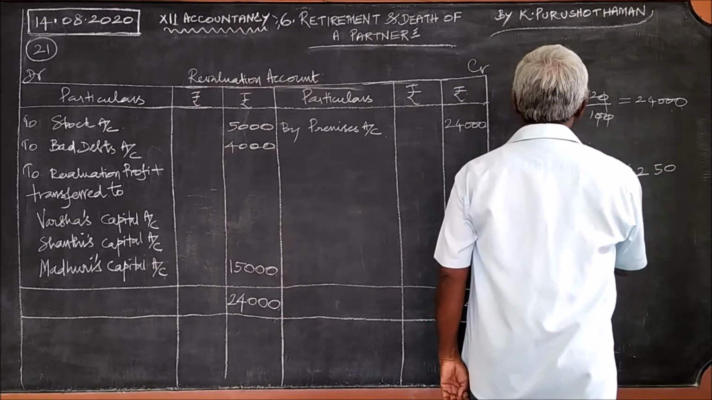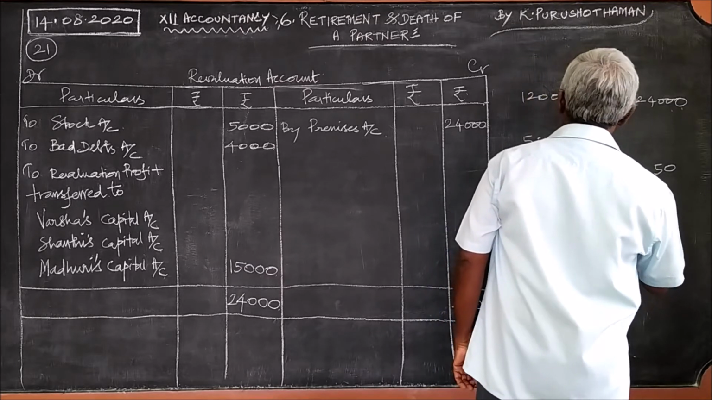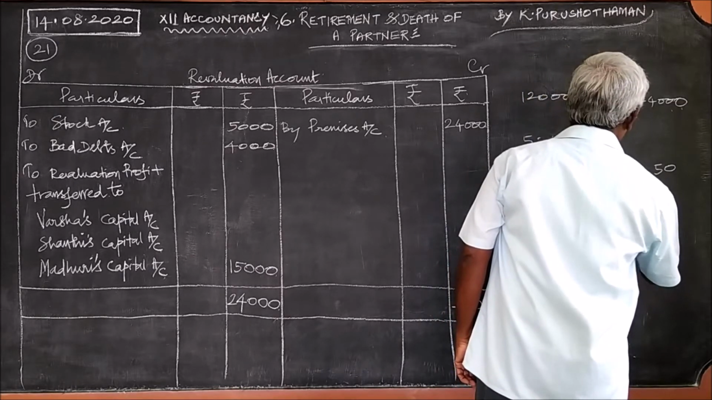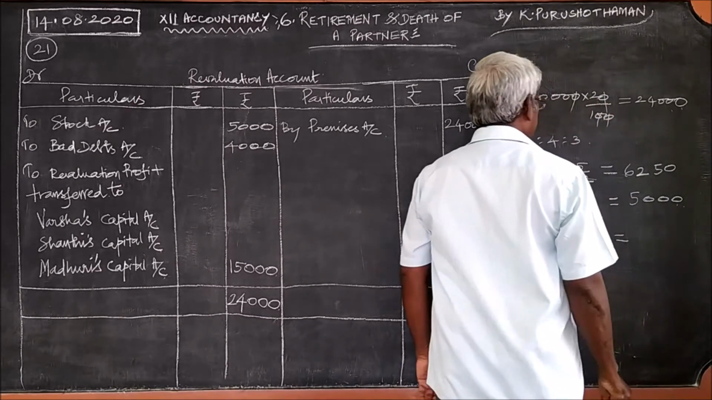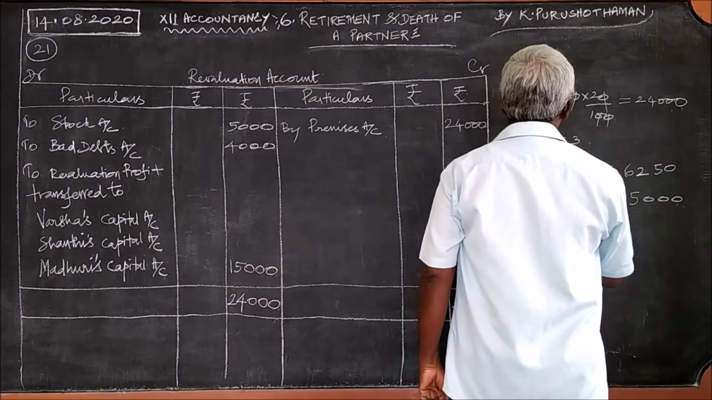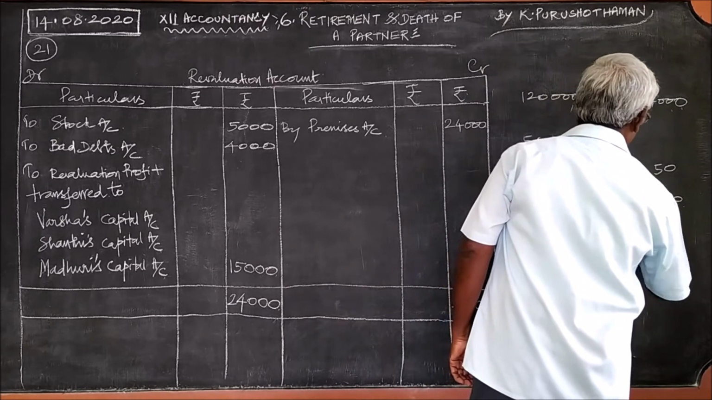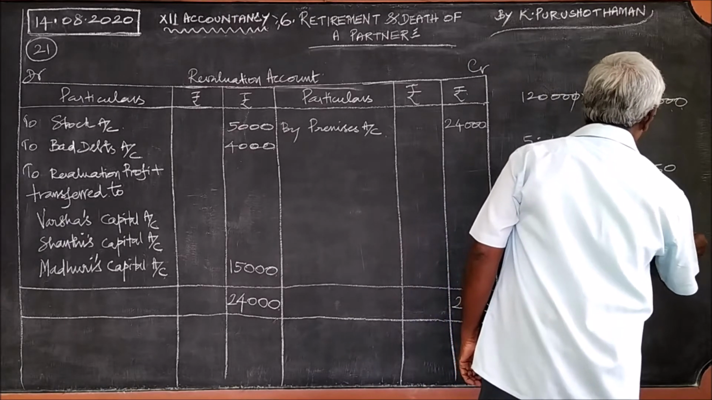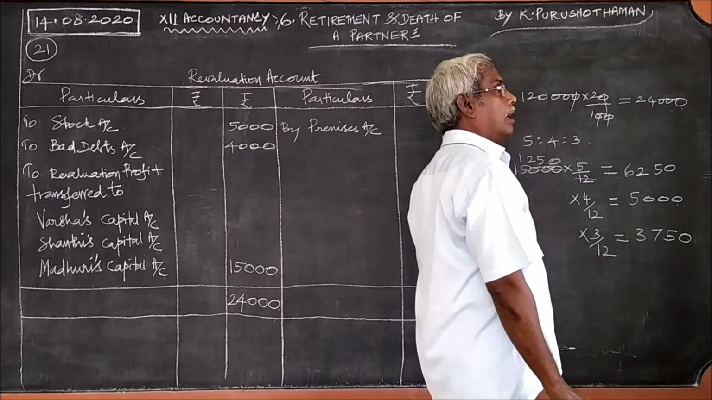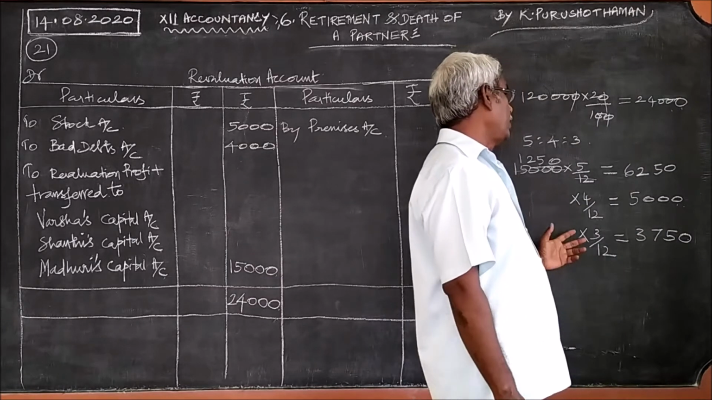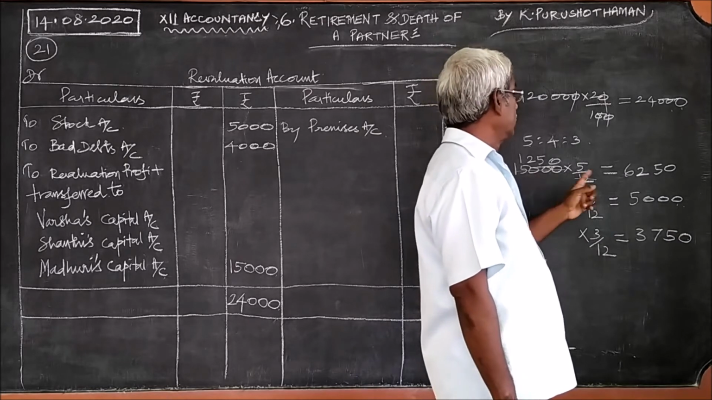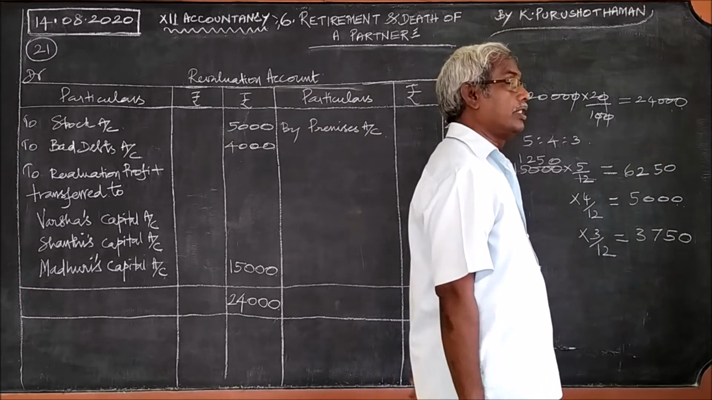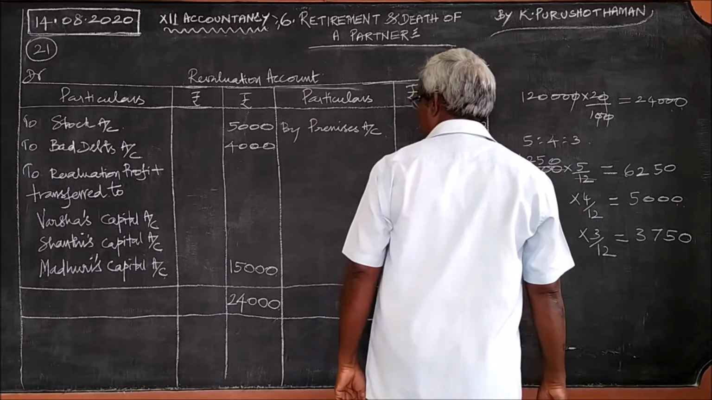6,250, and here 4 times 5,000, and this is 3 times 3,750. After dividing the amount in the ratio, you should check whether the total is coming as 15,000 or not. Okay, now it is coming. The division of profit is okay now.